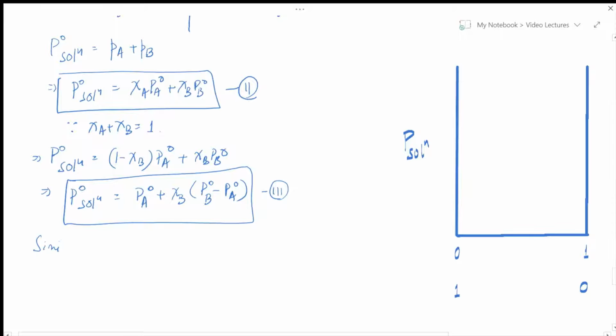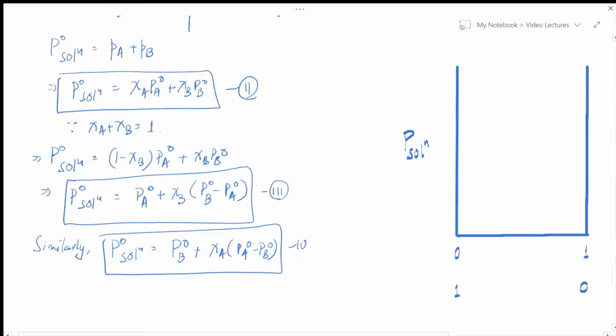Similarly, if I write 1 minus xi A instead of xi B, I get another form for P naught solution, which is PB naught plus xi A into (PA naught minus PB naught). These equations give us the total vapor pressure of the solution as a function of either mole fraction of A or mole fraction of B.